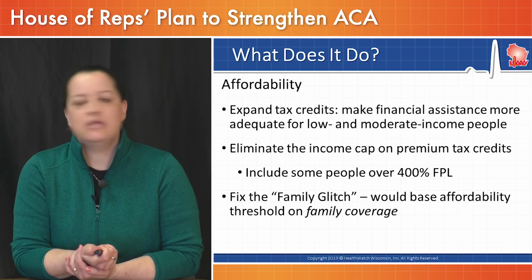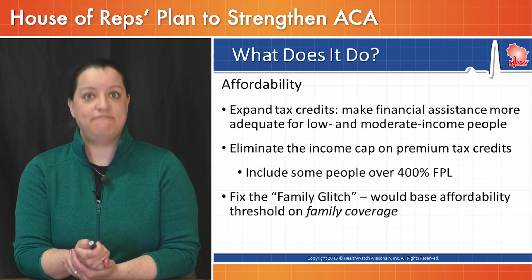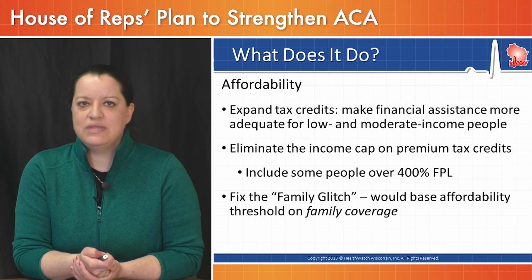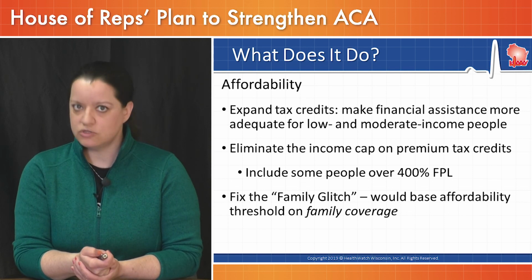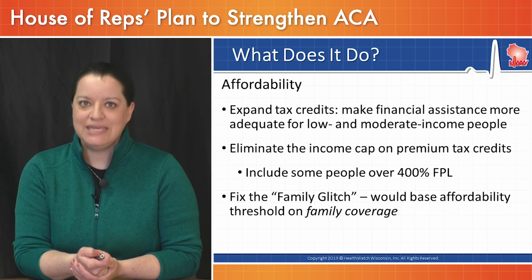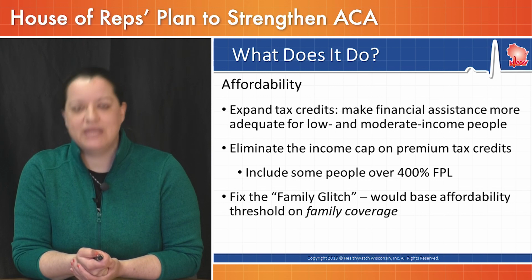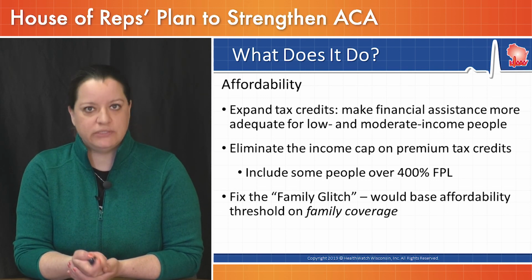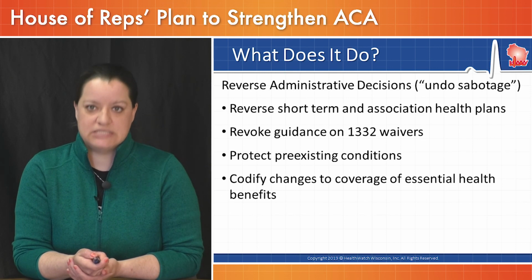It also does something that should have been done years ago. It fixes the family glitch. That is the name of that conundrum in the bill where they looked at the affordability of employer-sponsored insurance by looking at employee-only plans and not family plans. So it changes some of the language in the Affordable Care Act to make sure that the affordability test is a little bit more reasonably done.